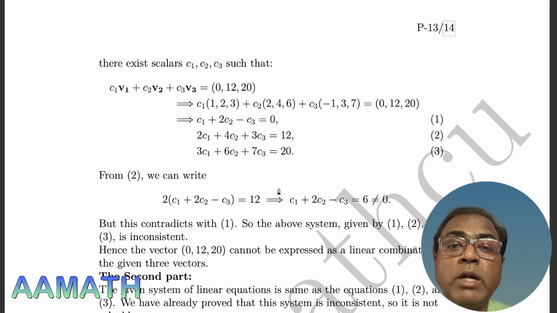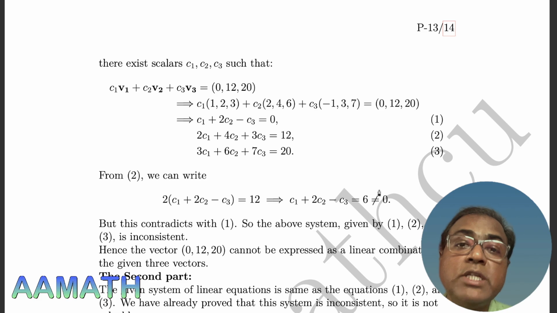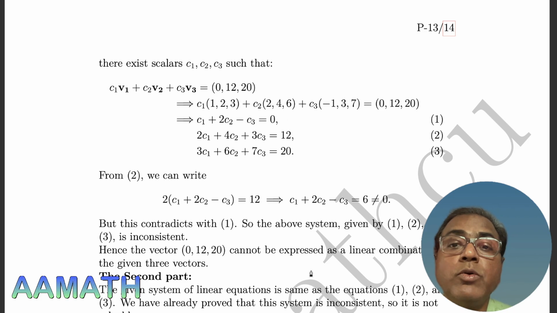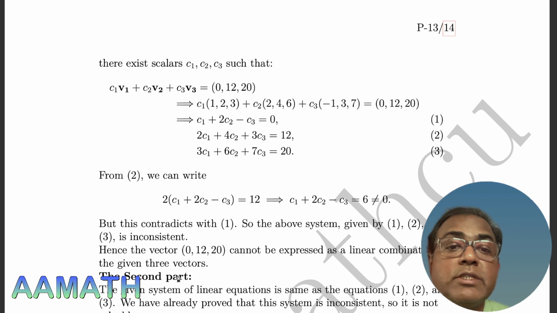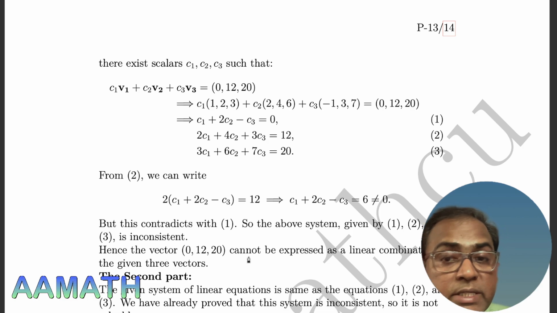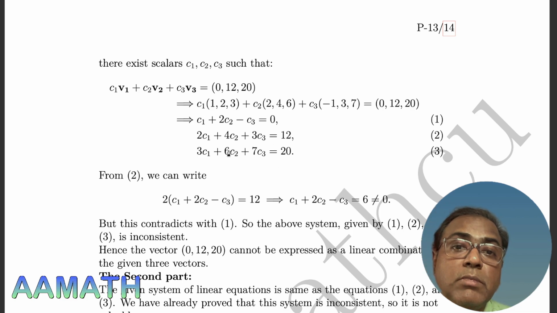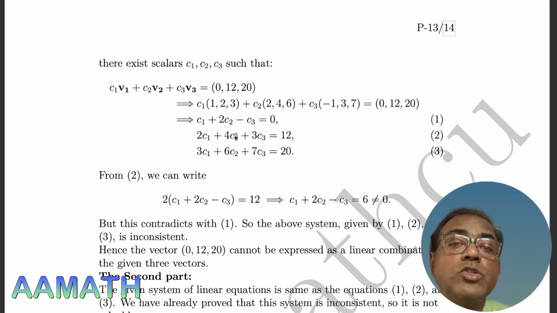The same expression, C1 plus 2C2 minus C3, is equal to 6 from the second equation and equal to 0 from equation 1. So this is absurd; it contradicts. So the system given by equations 1, 2 and 3 is inconsistent. That is, there is no solution for this system. Hence, the vector (0, 12, 20) cannot be expressed as a linear combination of the given three vectors.